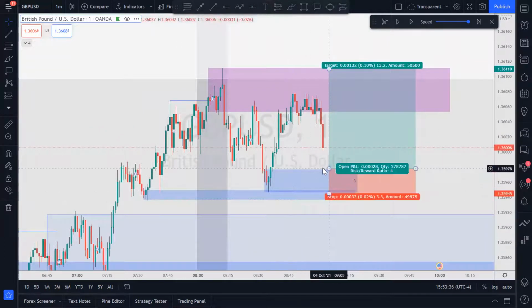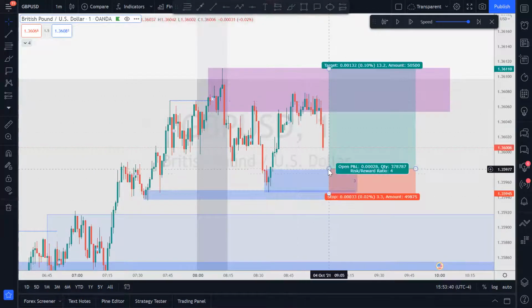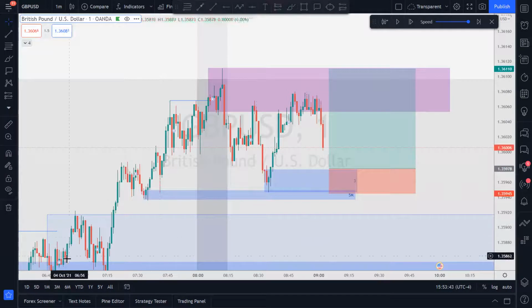As long as price transitions here, I'm looking for that return to impulse. So that's my confidence. I'm going with the order flow. It's bullish.